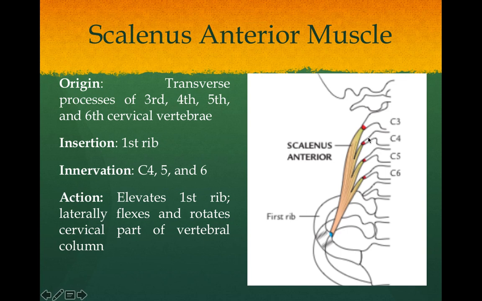So it originates from the transverse processes, and here I ask you to review the anatomy of the vertebra in general, because this muscle originates from the transverse processes of the third, fourth, fifth, and sixth cervical vertebrae, and it is inserted into the first rib. It is innervated by the fourth, fifth, and sixth cervical nerves, and it acts to elevate the first rib, laterally flex, and rotate the cervical part of the vertebral column.